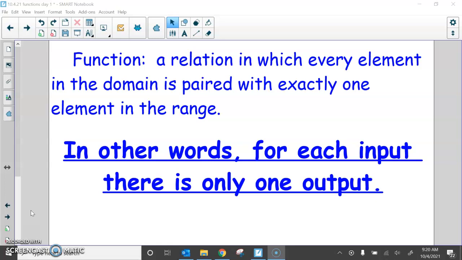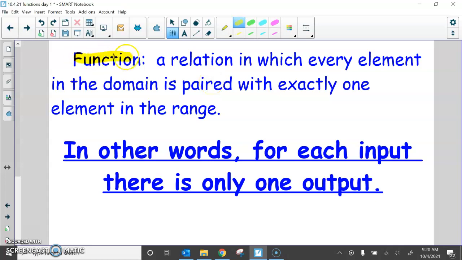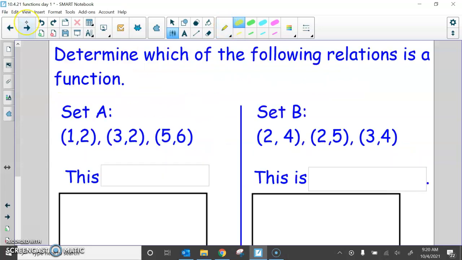So a function is a relation in which every element in the domain is paired with exactly one element in the range. So that's really important. In other words, for each input, there's only one output.